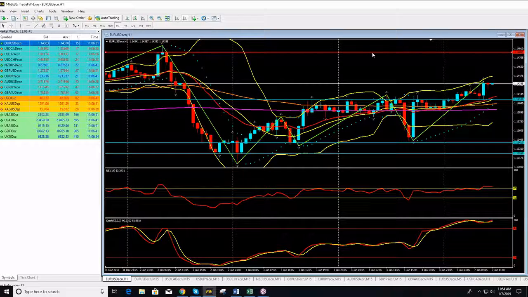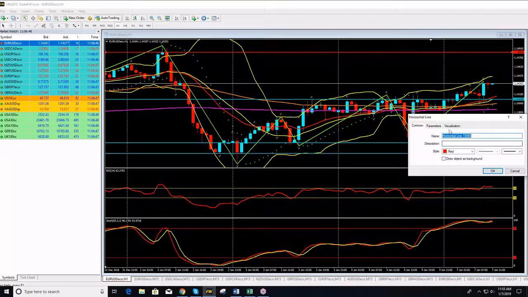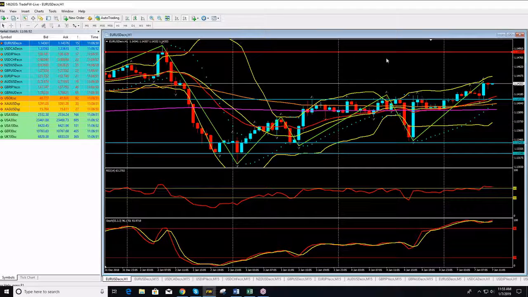So there it is, 114.845. Let me round it up to 114.85. 114.85 is the intraday resistance level.